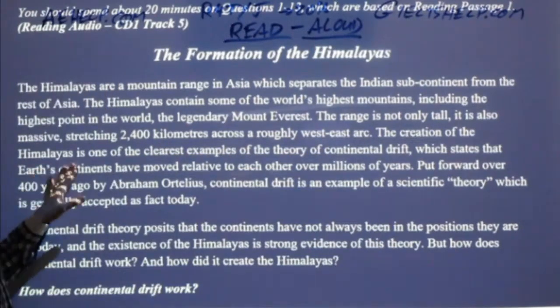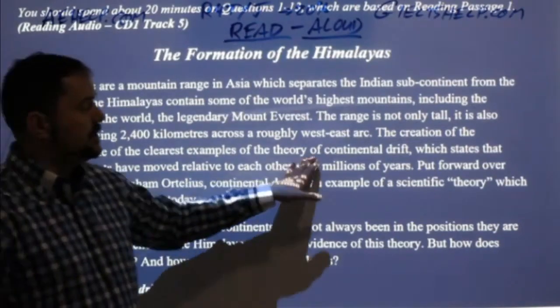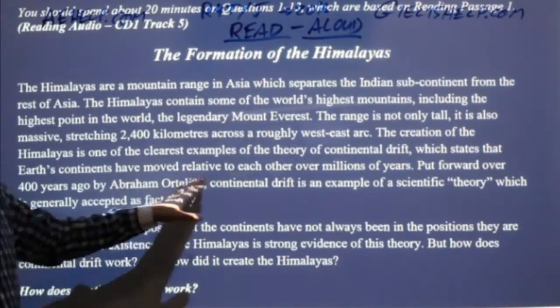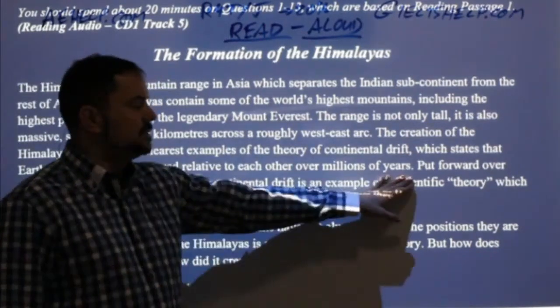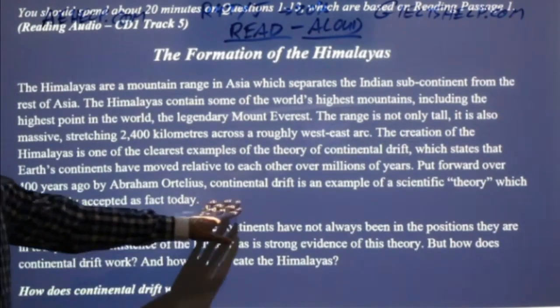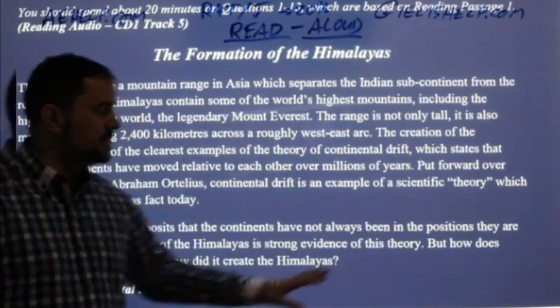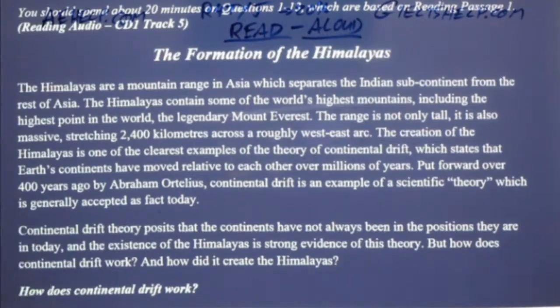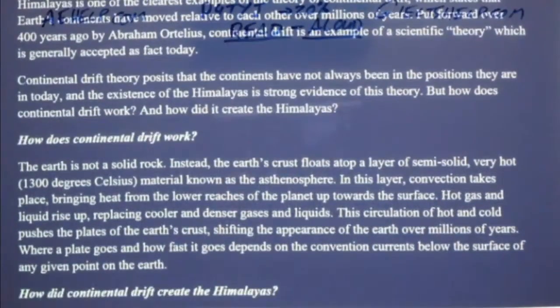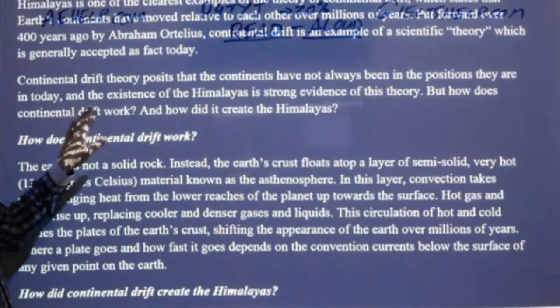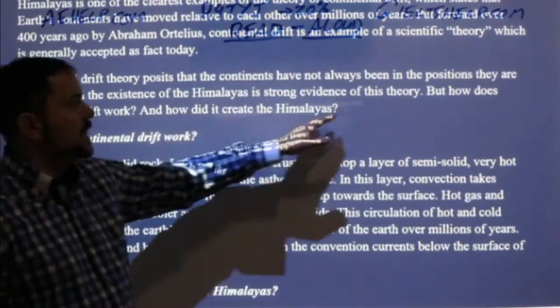The creation of the Himalayas is one of the clearest examples of the theory of continental drift, which states that Earth's continents have moved relative to each other over millions of years. Put forward over 400 years ago by Abraham Ortelius, continental drift is an example of a scientific theory which is generally accepted as fact today. Continental drift theory posits that the continents have not always been in the position they are in today, and the existence of the Himalayas is strong evidence of this theory.